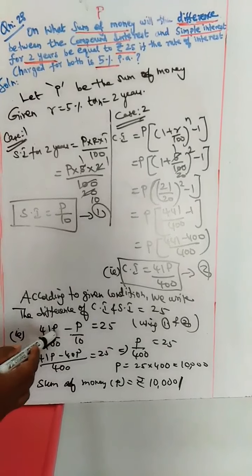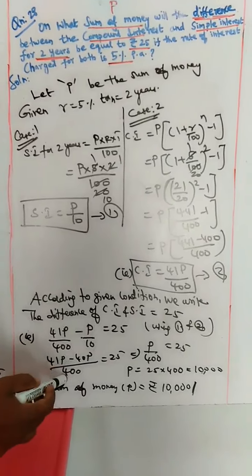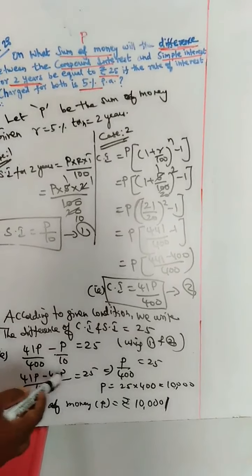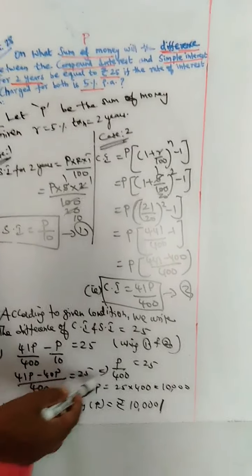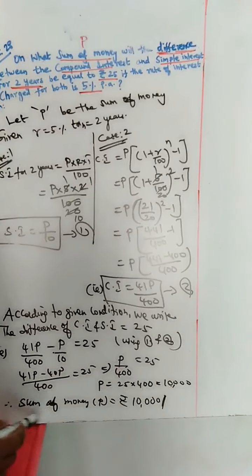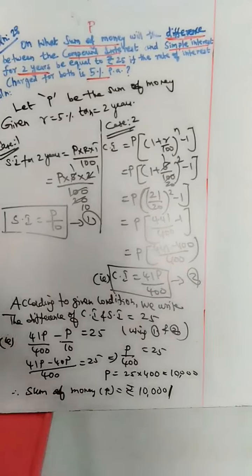So that is 41P minus 40P, whole divided by 400, which is equal to 25. That is, 41P minus 40P, we will be getting P by 400 equal to 25. Take this 400 to this side, we will be getting P equal to 10,000. That is, the sum of money P equals 10,000.